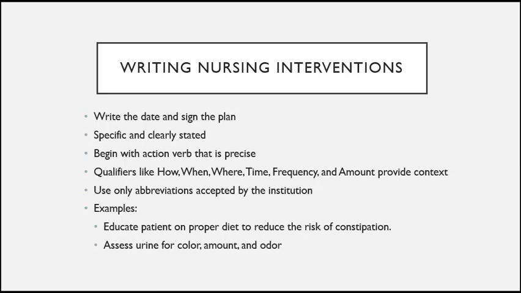Nursing interventions should be specific and clearly stated, as I said, and some examples: educate patient on proper diet to reduce the risk of constipation, or assess urine for color, amount, and odor. Those are very clear nursing intervention statements. And so as you go through this process in your workshop, you will start to put together from beginning to end all of these pieces to come up with a care plan.